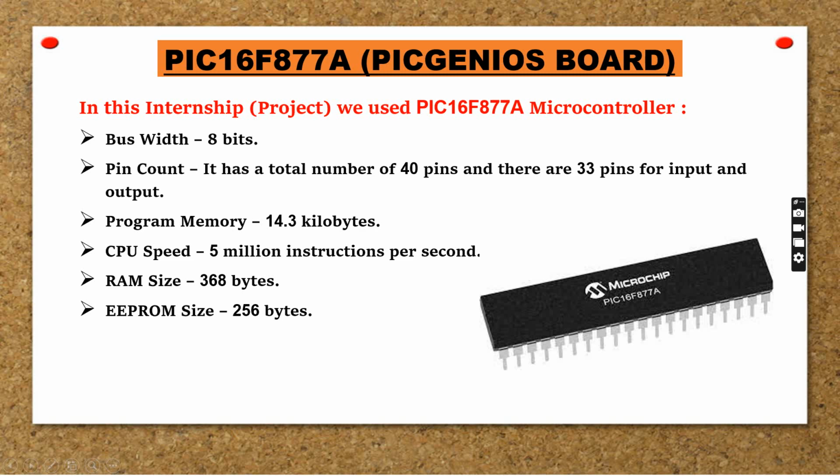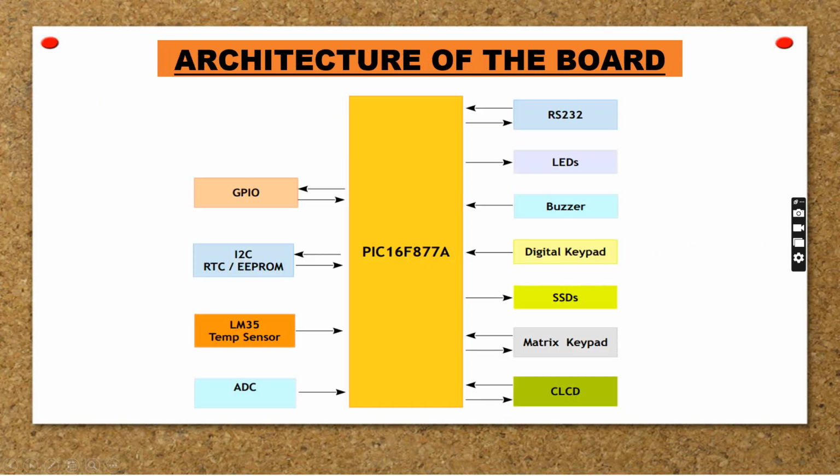Program memory is 14.3 kilobytes. CPU speed is 5 million instructions per second. RAM size is 368 bytes and EEPROM size is 256 bytes.